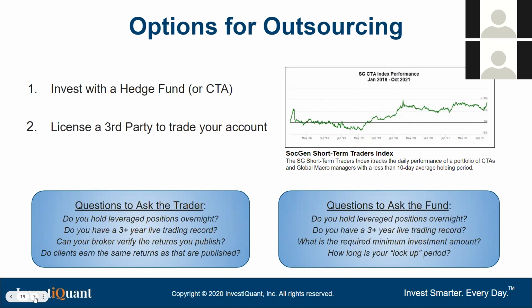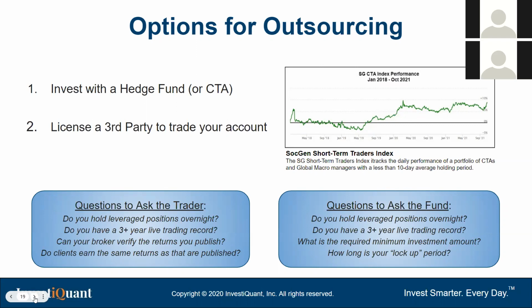If you are going to go the hedge fund route, the CTA route, a couple things that you would want to ask them before getting started: are they holding leveraged positions overnight? You don't want to be waking up to those circuit breaker days, which can be pretty scary. Ask for their track record. That's not something that would be hard to get at all. They're going to have auditable track records available. The minimum requirements to get in is something you'll need to ask about. And then the lockup period is one that you would want to ask about as well.